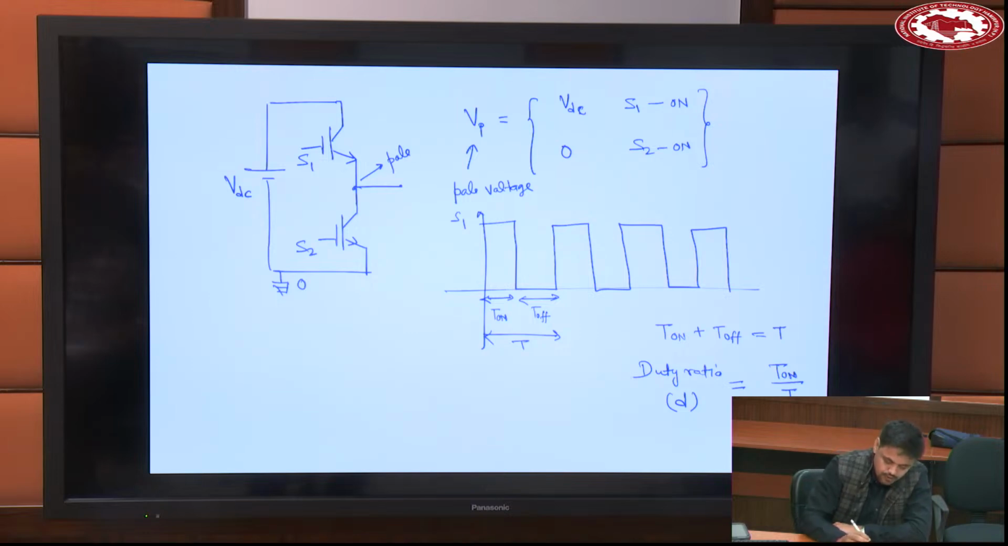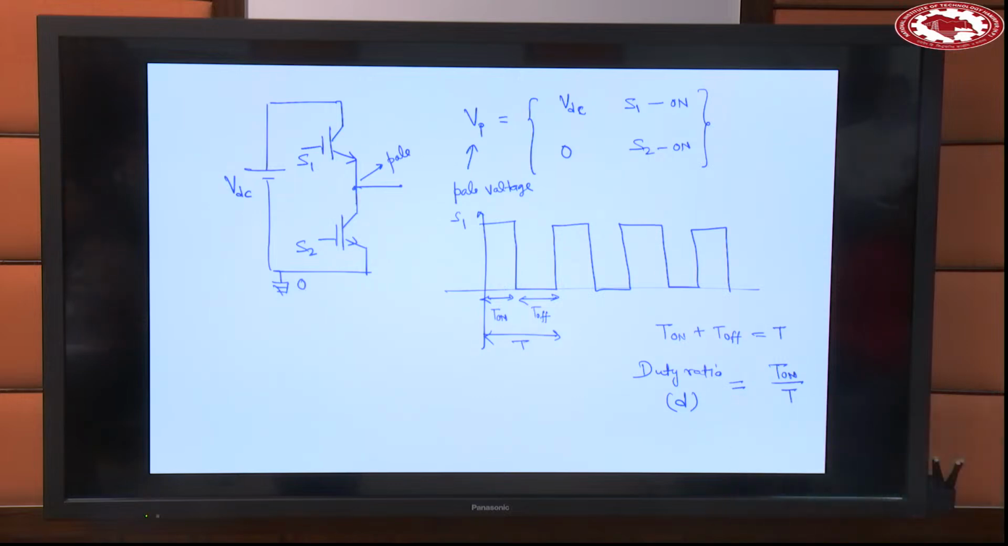What is the average value of this pole voltage? How can you say VDC by 2? You are correct only, but be very specific. It will be VDC by 2. You are correct only. I am not saying you are wrong. Okay.